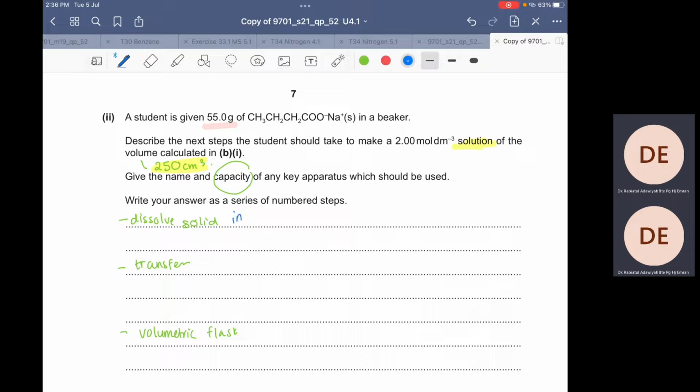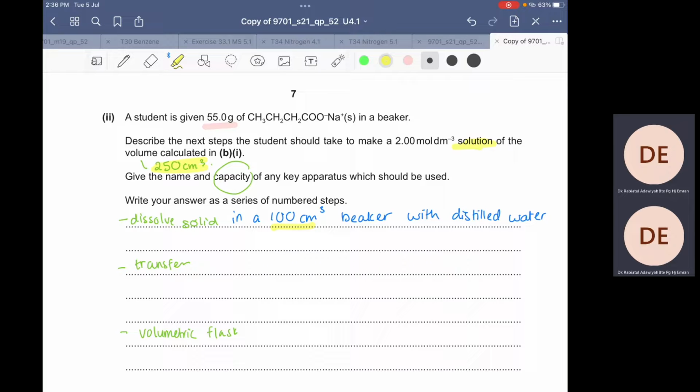Dissolve the solid in a beaker, but which size beaker? The solid is 55 grams. So I would use a 100 cm³ beaker with distilled water. Okay, so I dissolve using a stirring rod, but the key apparatus here is the beaker, the 100 cm³ beaker. That is what they mean by capacity.